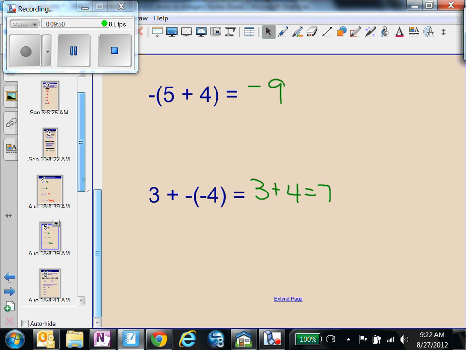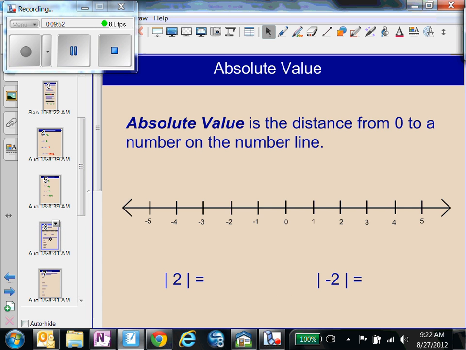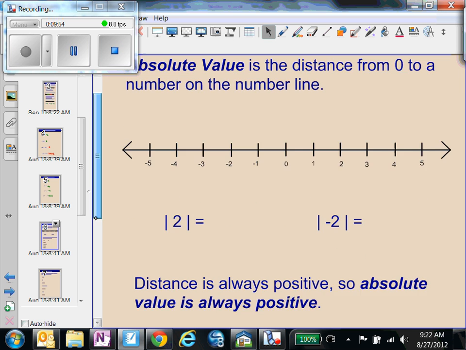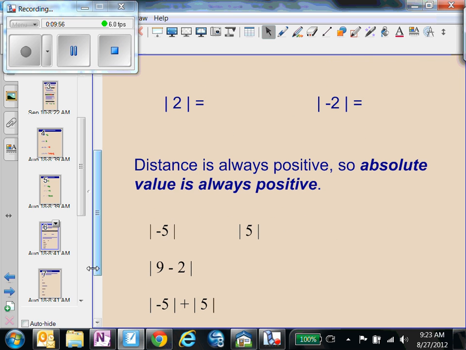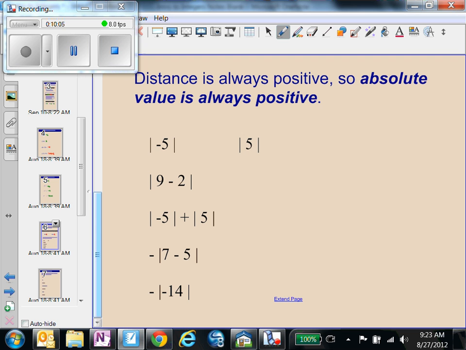Now we're going to move on and talk more about absolute value. So what's the absolute value of 2? Absolute value of -2. Right, absolute value is distance. Distance is always positive. So what's the absolute value of negative 5? What's the absolute value of 5? What's the absolute value of 9 minus 2?